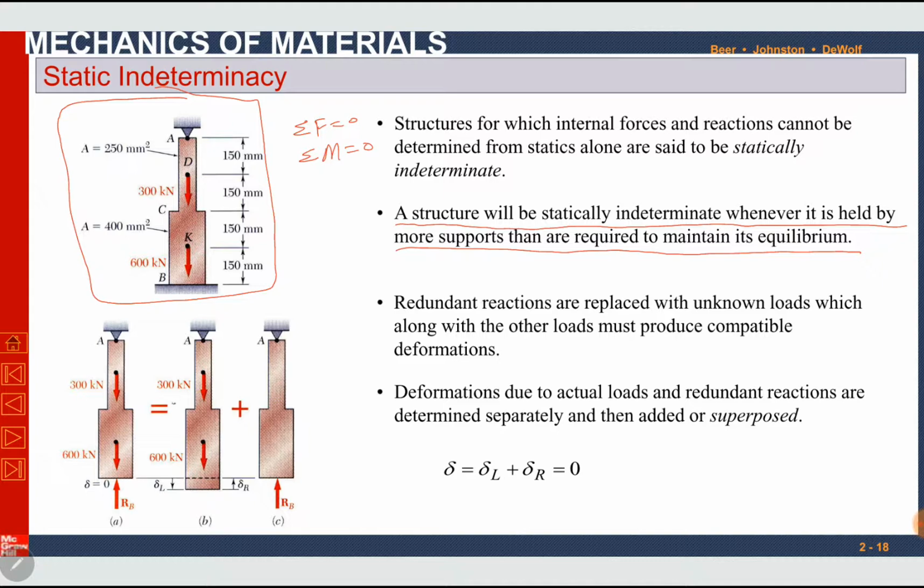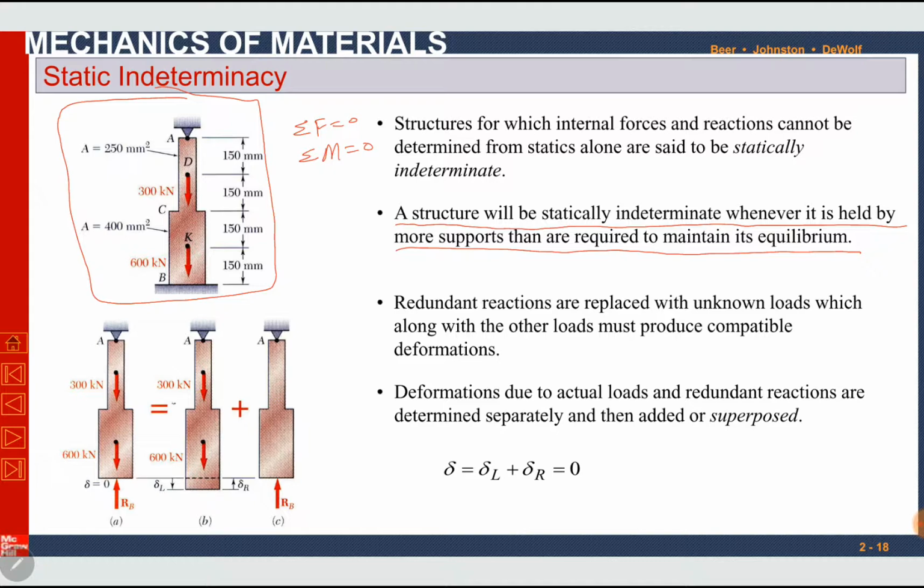If we remove the constraint at point B, this bar will still be in equilibrium. Even if we remove the pin support from point A, it will still be in equilibrium. So one of these supports is a redundant reaction that is not required. Without support B or support A, we can still keep this bar in equilibrium. So one of them can be called a redundant reaction.